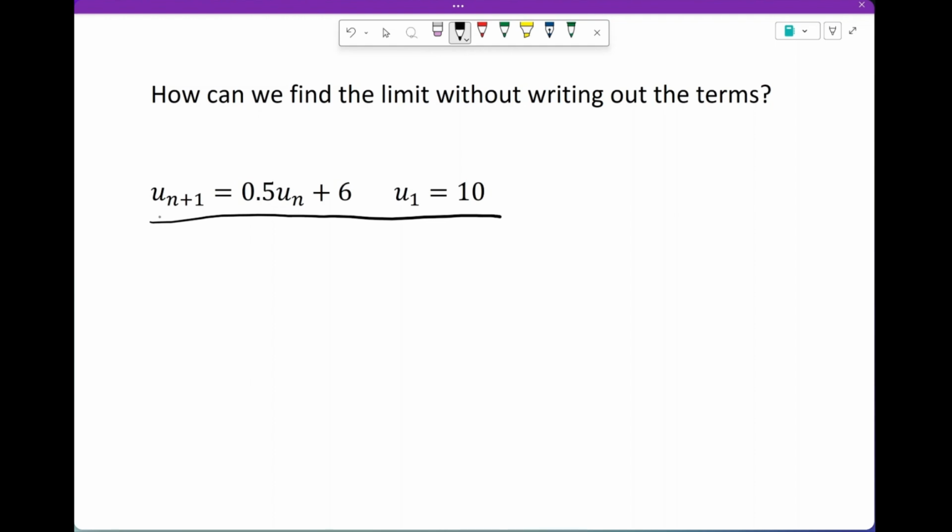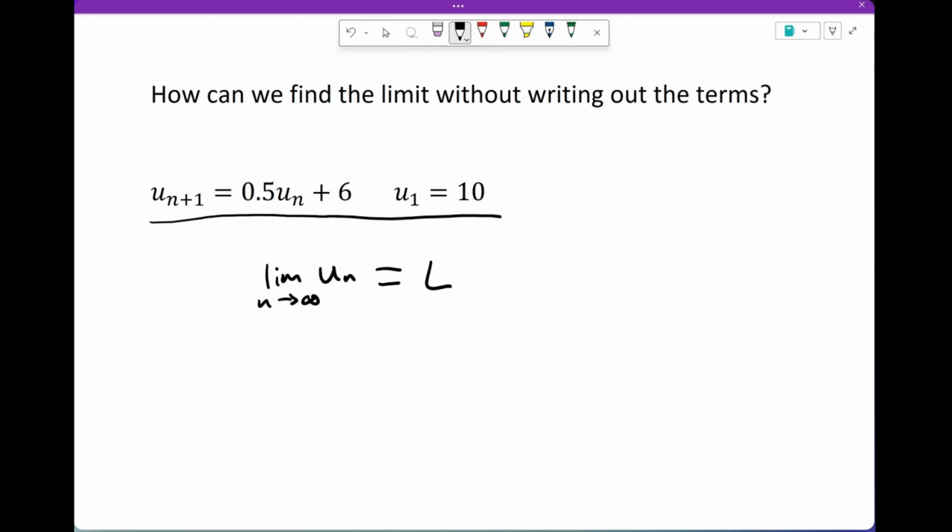Well, what we have to consider is the limit of un as n tends to infinity. Now, if the sequence is going to converge, the value of our terms un are going to go towards a specific value. So therefore, we can say that this limit here is equal to L, where L is some defined value, which is going to be our limit.